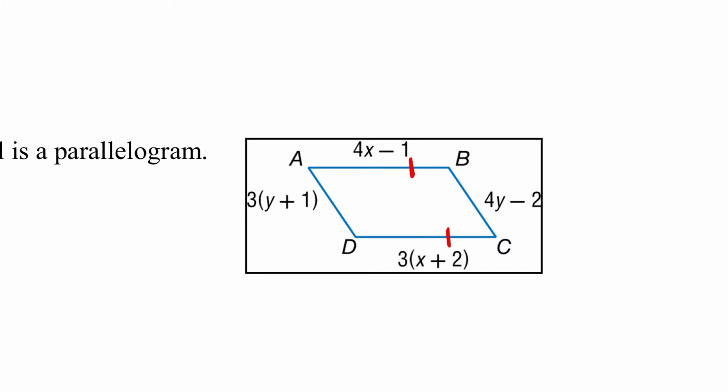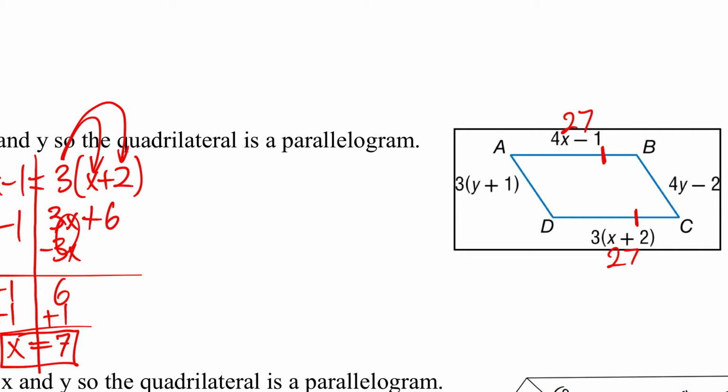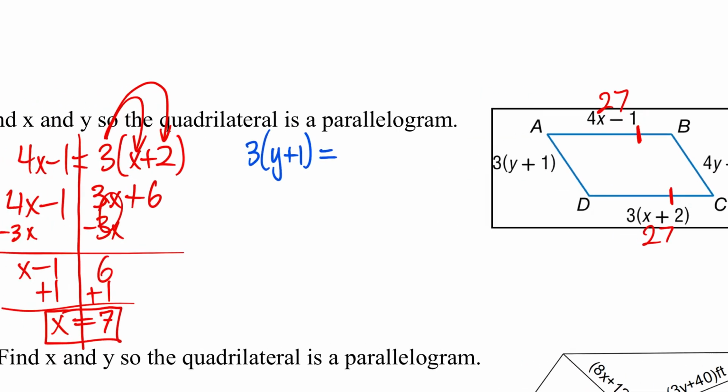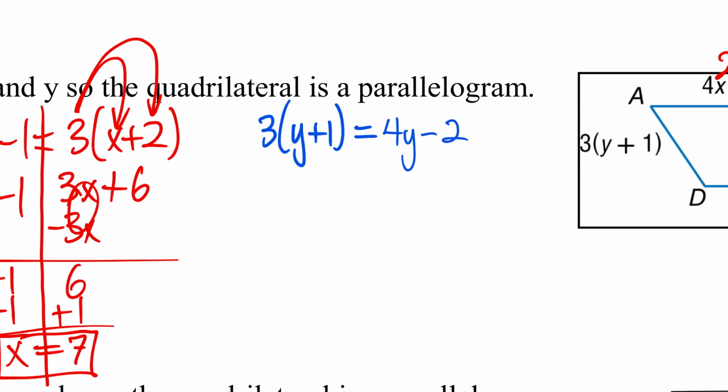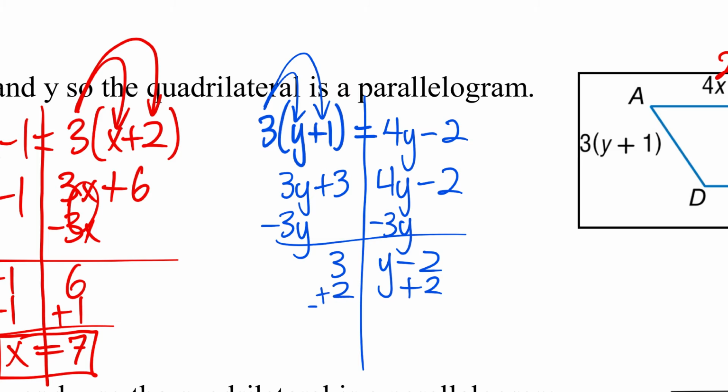Now let's do the same thing on the other one. So the y's, this side AD needs to be congruent to side BC. So we're going to go 3 times y plus 1 equals 4y minus 2. So I'm going to distribute the 3 here. So we get 3y plus 3 equals 4y minus 2. Subtract 3y from both sides. 3 equals y minus 2. Add 2. Y equals 5.